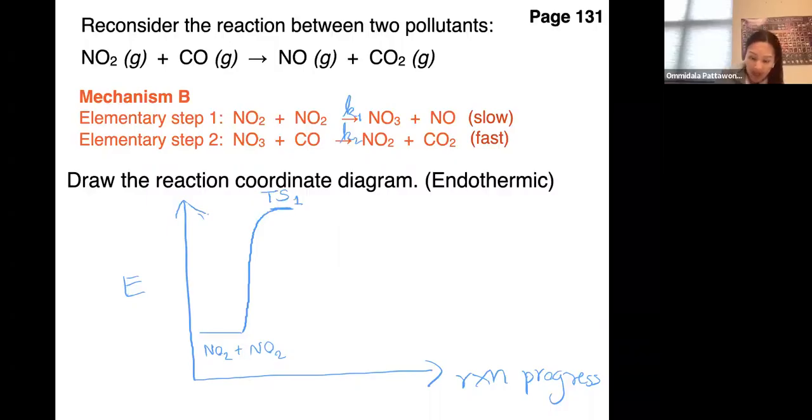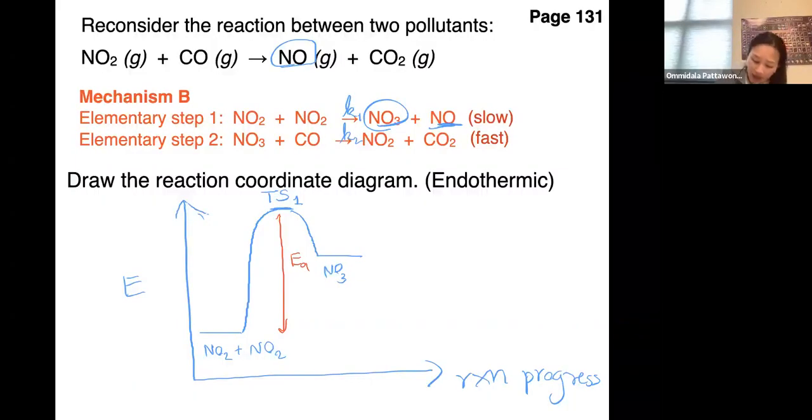Okay, so because again, this is a very slow step, that indicates the activation energy of this step right here, the forward direction, is going to be a huge value. And then this transition state is going to become an intermediate, right? So we have the intermediate there. Note that this NO is actually part of the product, so I'm going to write that later. I'm going to write out the intermediate first, NO3.